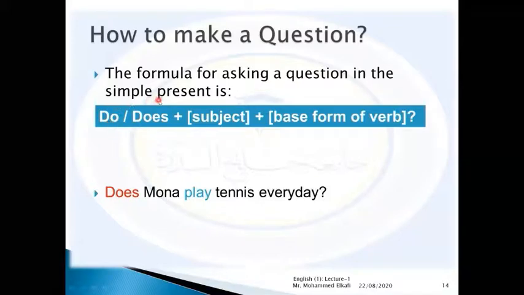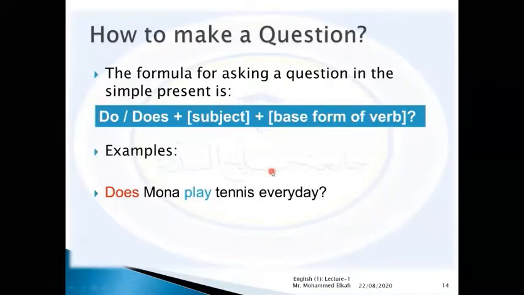Do we, the we is the subject, and then we add what? The base form of the verb. Or even do they as a subject. But does she plus the base form of the verb, does he plus the base form of the verb, and does it plus the base form of the verb.